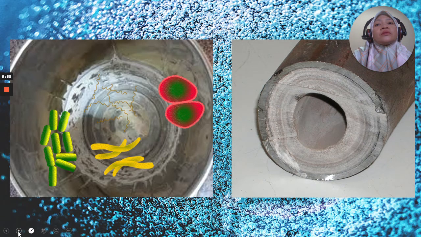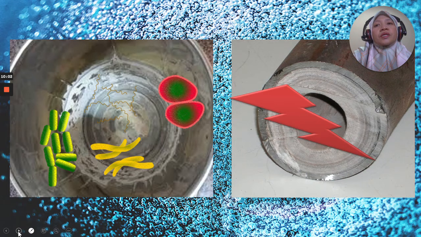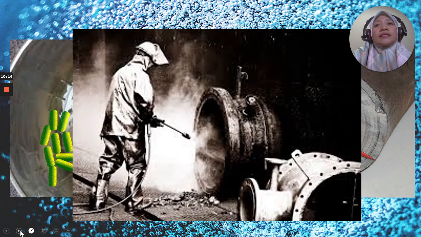And scale will also damage the equipment, increase corrosion, and plug the pipe in boilers and heat exchangers. Furthermore, scale will make cleaning and sanitizing practice more difficult.